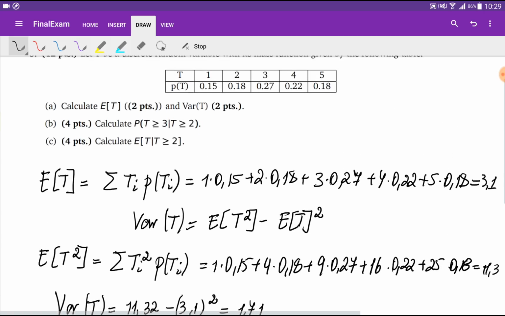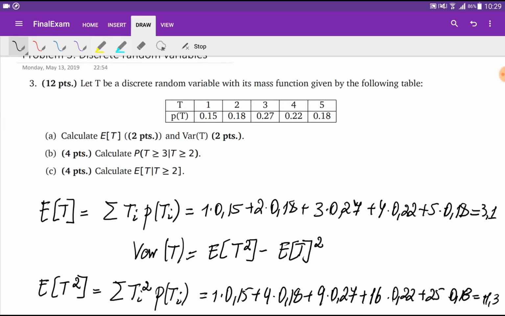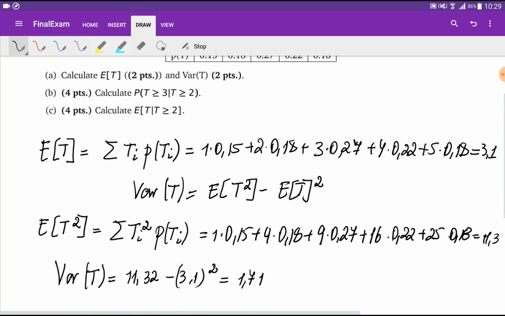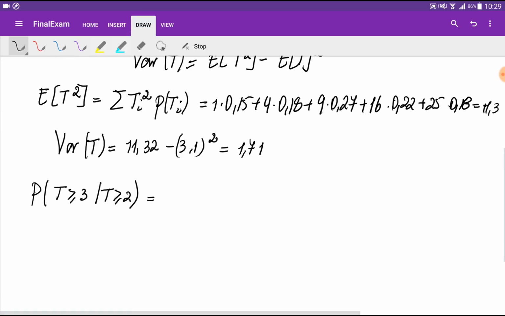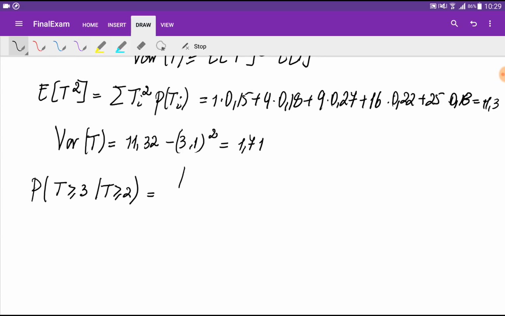So in the second part of this problem, we need to calculate the probability that T is bigger than 3, given that T is bigger than 2. So the probability that T is bigger than 3 if it is given that it is bigger than 2. We are going to evaluate this using Bayes theorem again. So the probability that T is bigger than 3 and T is bigger than 2, divided by the probability that T is bigger than 2. Right?